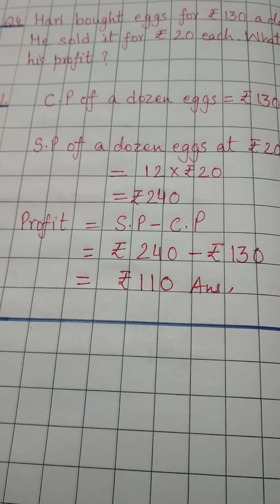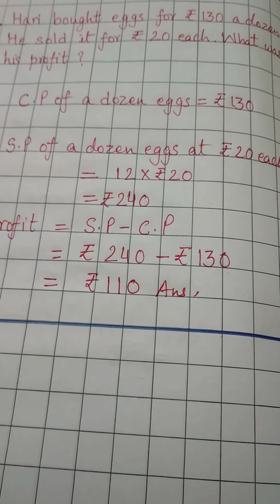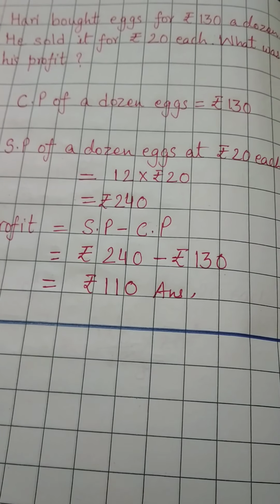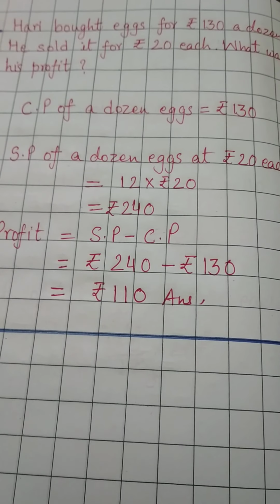Next question is, Hari bought eggs for rupees 130 a dozen. See, read the question properly. Hari bought eggs for rupees 130 a dozen. He sold them for rupees 20 each. What was his profit? Right?